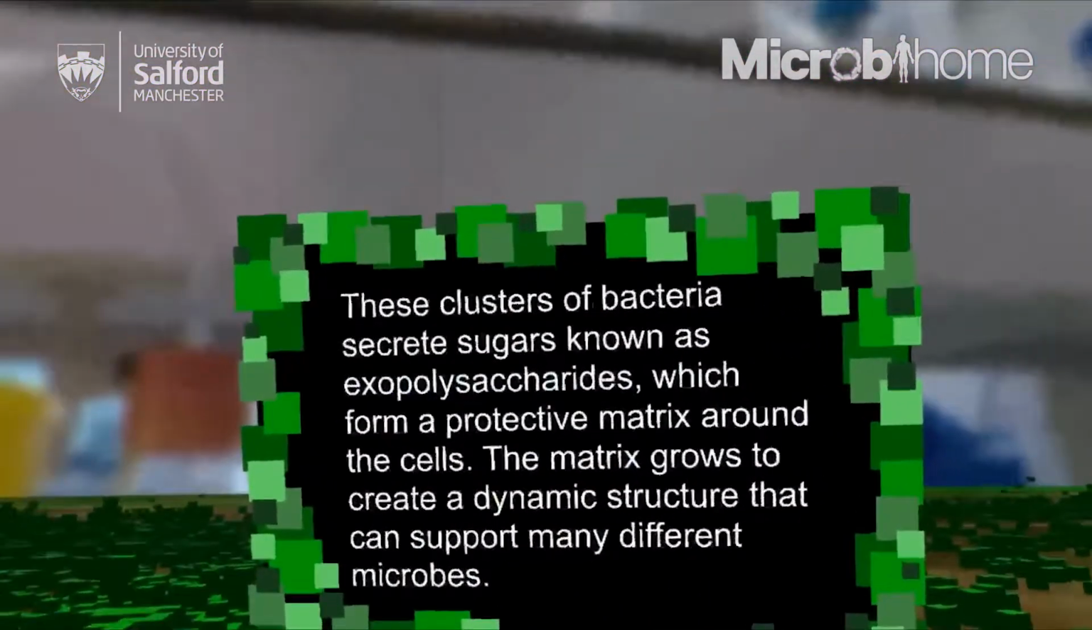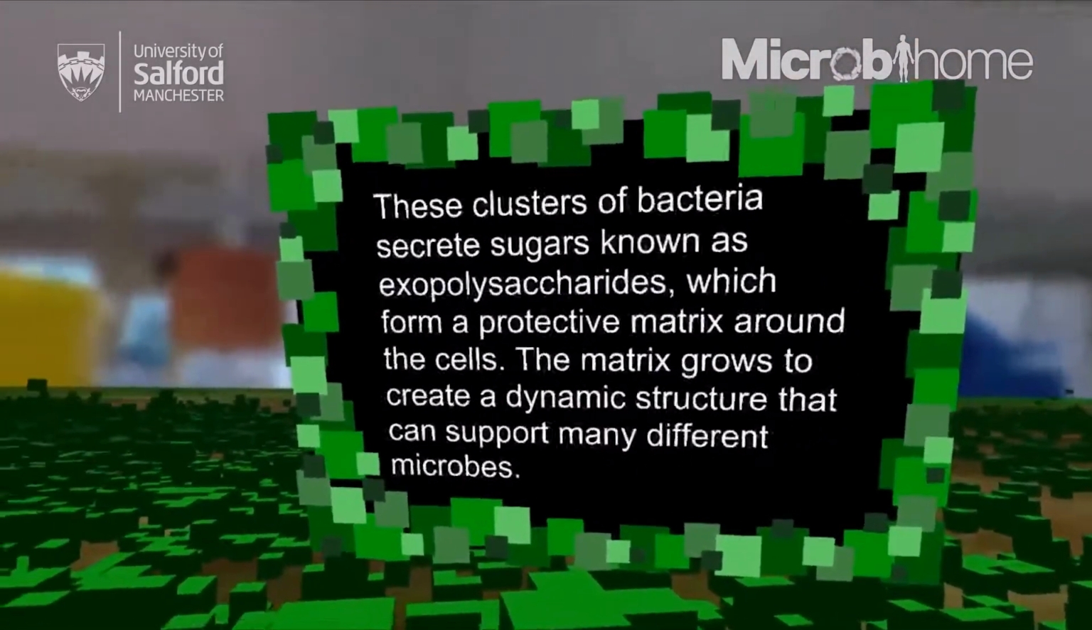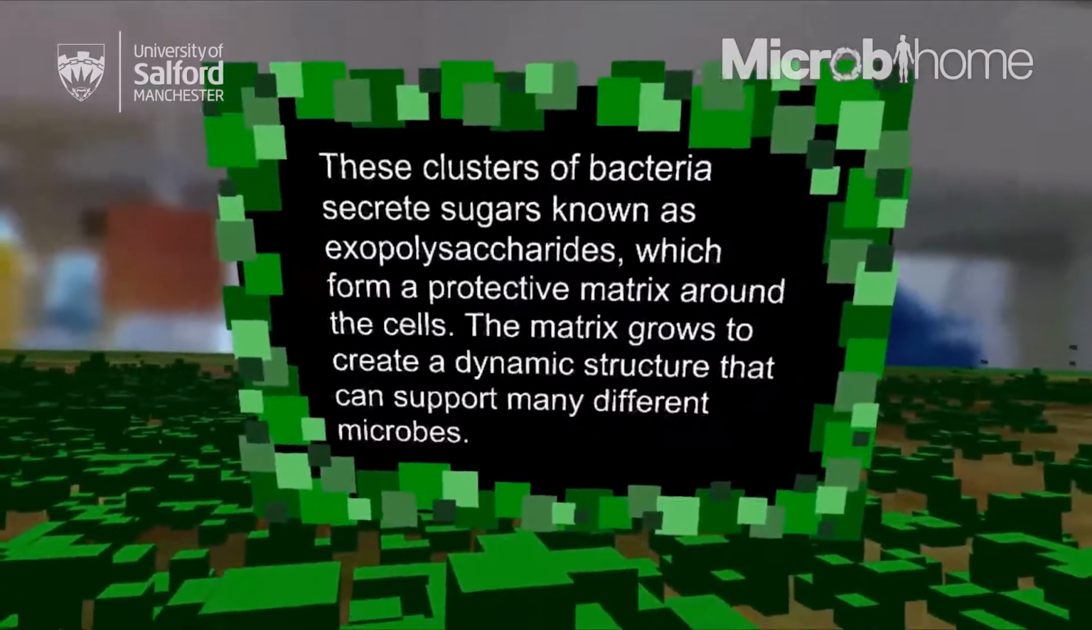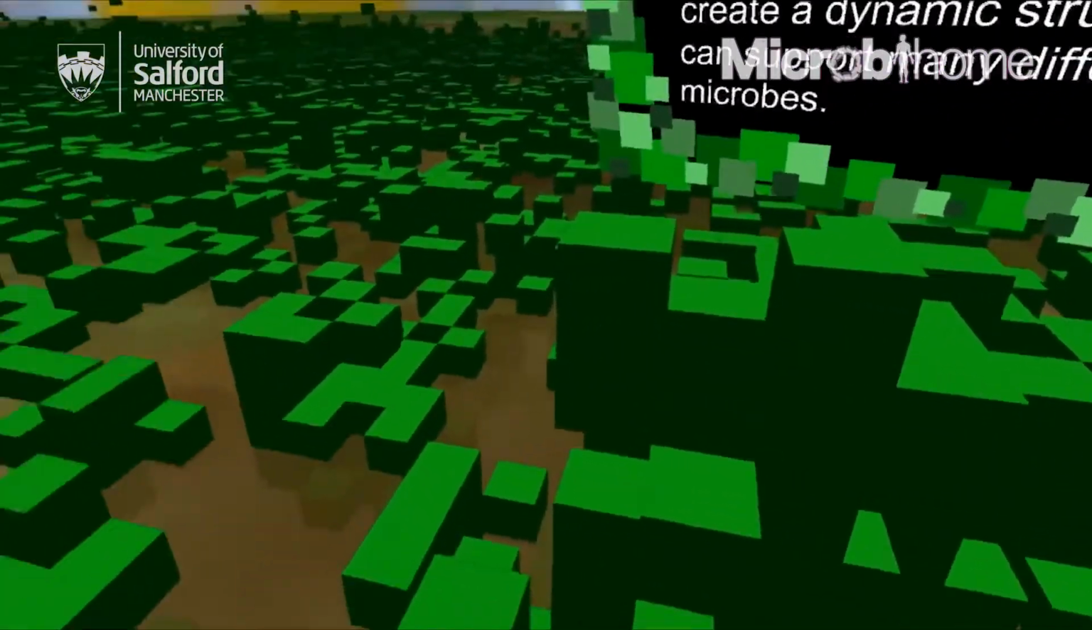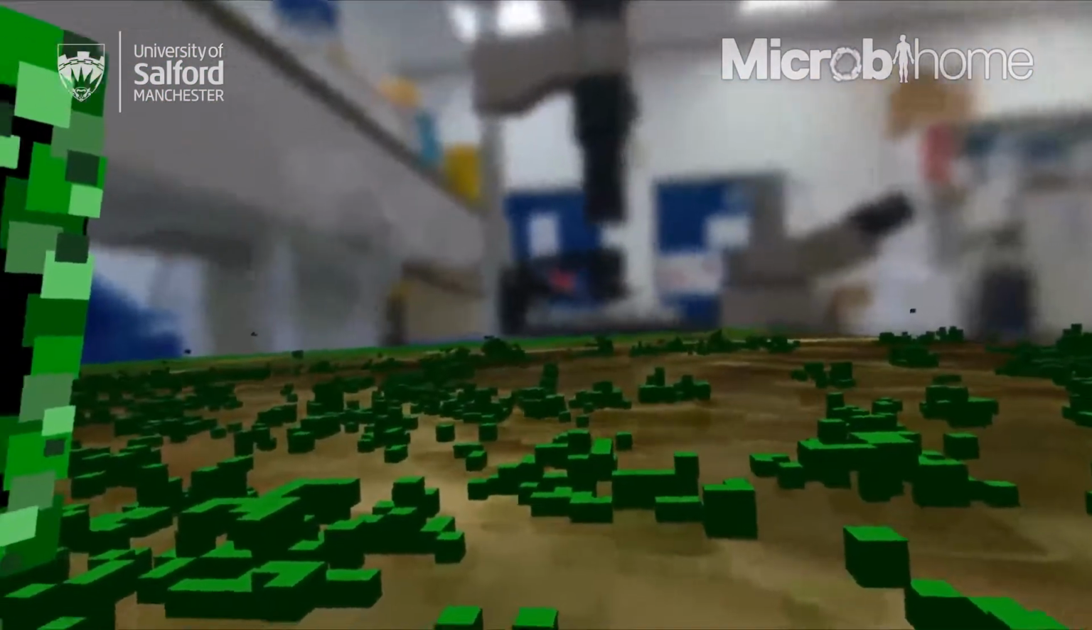These clusters of bacteria secrete sugars known as exopolysaccharides, which form a protective matrix around the cells. The matrix grows to create a dynamic structure that can support many different microbes.